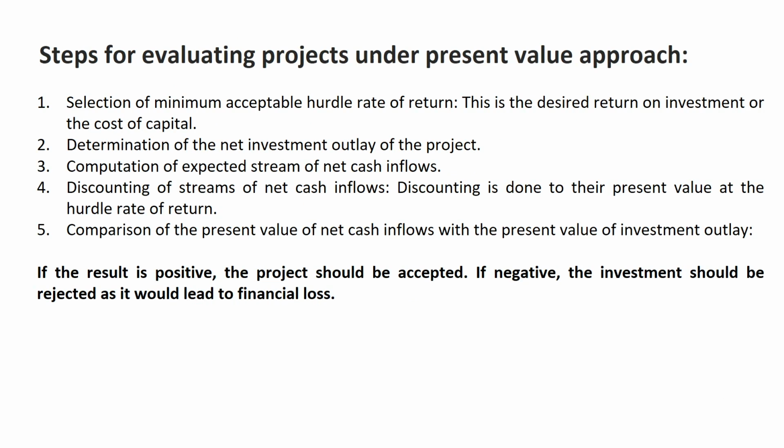There are certain steps which a firm has to follow if it is going to consider the net present value method as a technique for evaluating the project. So, number one is the company has to select the minimum acceptable hurdle rate of return. And what is the minimum acceptable hurdle rate of return?